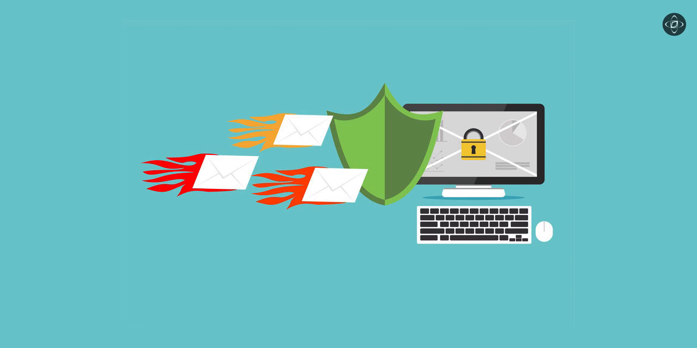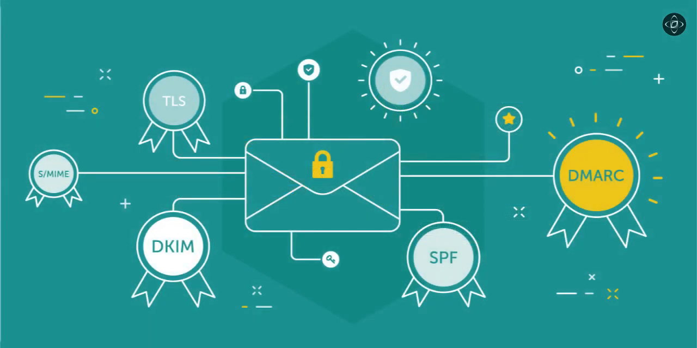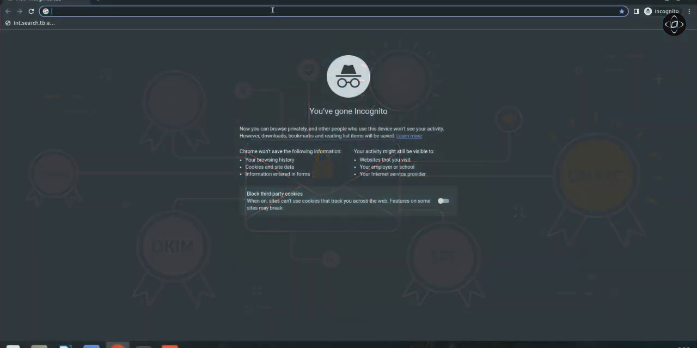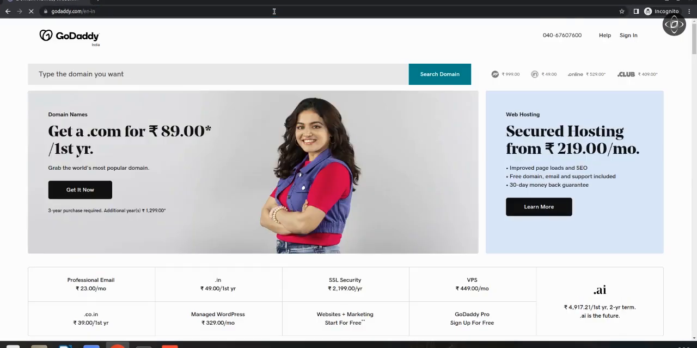Now I am going to show you how to add the records in your domain cPanel. Here I am using GoDaddy for adding my records. Now I am going to open GoDaddy. You can simply open your GoDaddy account using this URL, www.godaddy.com.